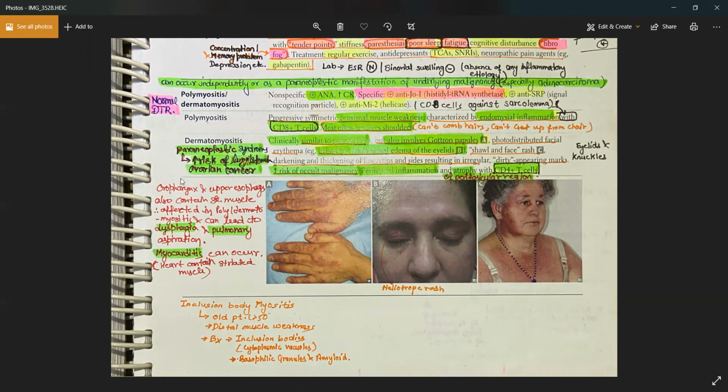And yeah, that would be all about dermatomyositis and polymyositis. Any doubt? No, thank you.